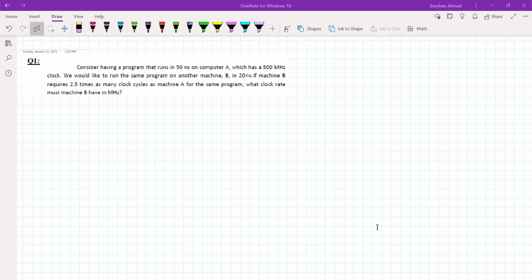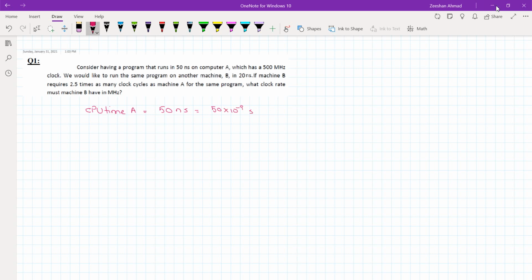So let me write it in the terminology which we already discussed here. First of all, we said that the program is executed on machine A in 50 nanosecond here. So it means that the CPU time for machine A here, I'm just writing it like this, will be basically 50 nanosecond here. If you want you can say 50 into 10 raised to power minus 9 second here.